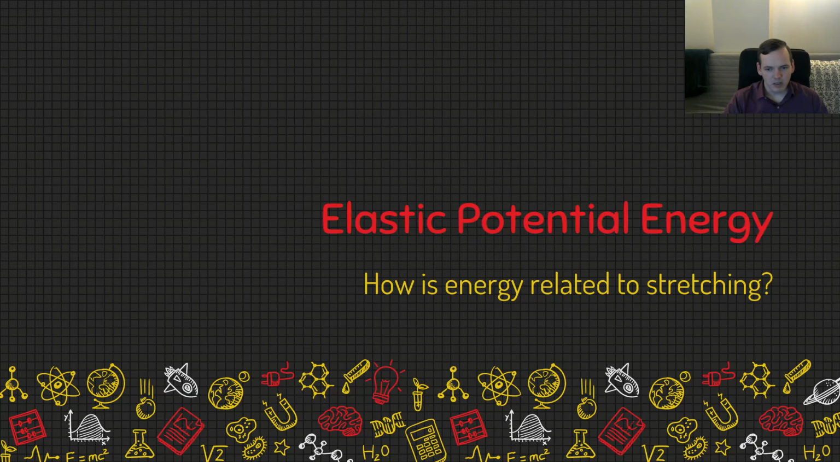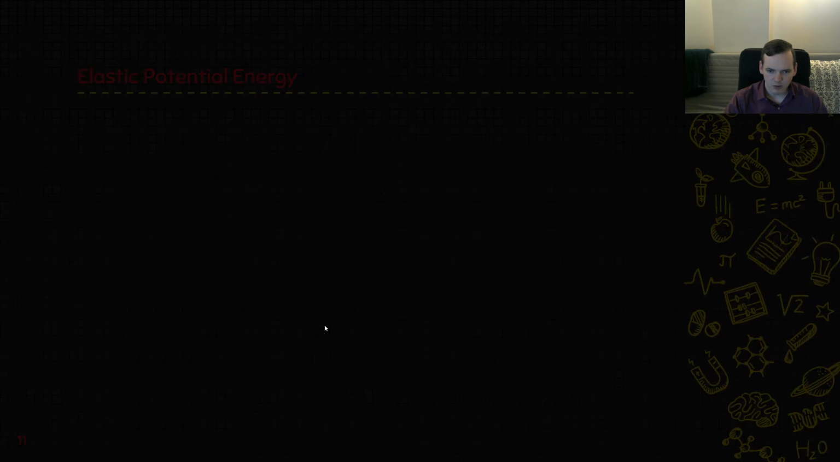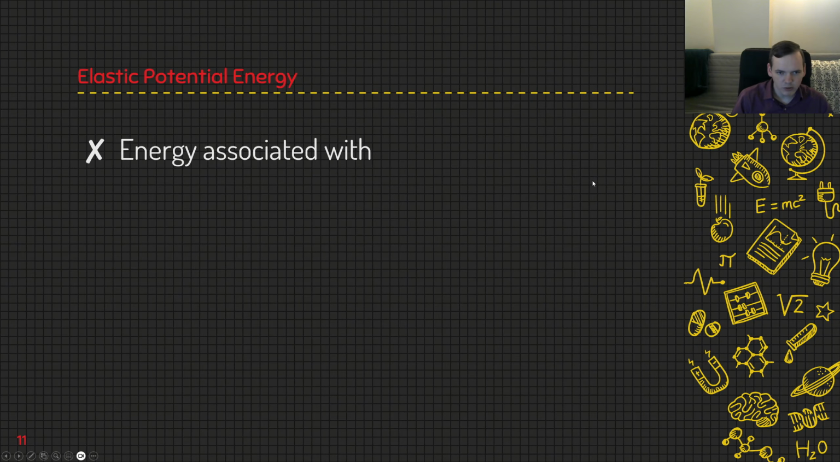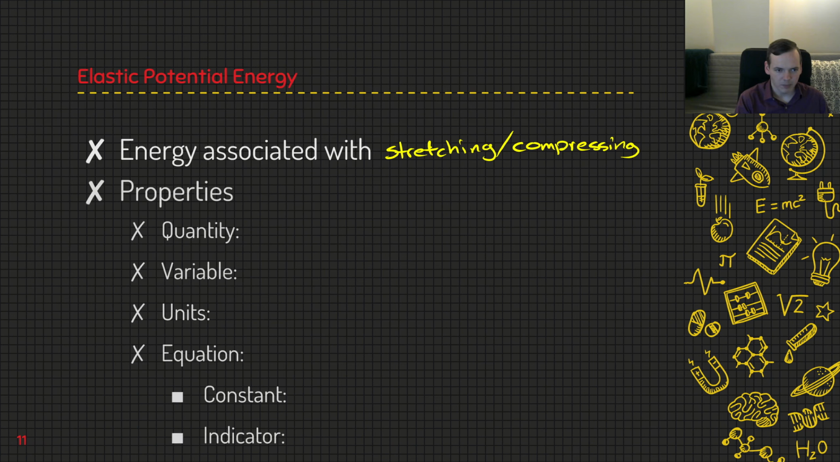We'll take a couple minutes here and talk about elastic potential energy, and this is the energy related to stretching. So this is the energy associated with stretching or compressing an object. If an object gets stretched out or if it gets compressed in, this is the energy we're talking about. As with all energies, it is a scalar.